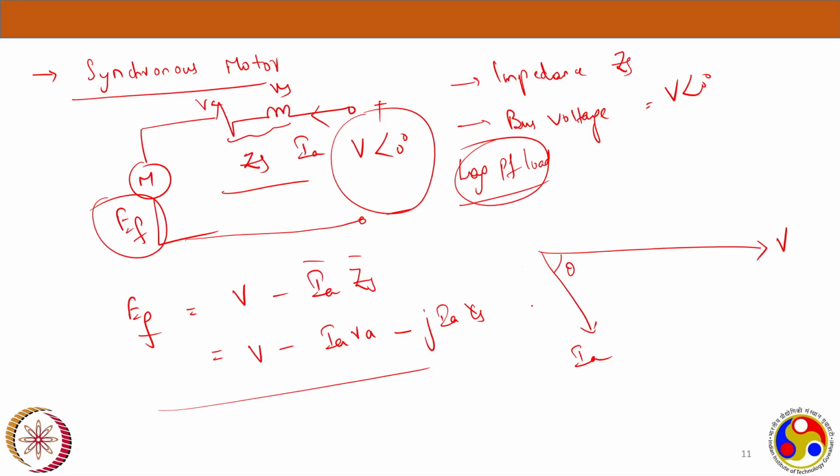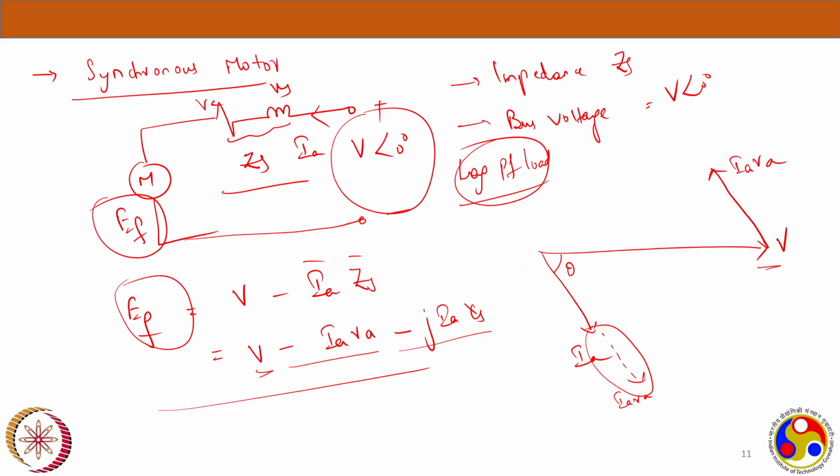Now, what is the equation? From V, you have to subtract the Ia Ra drop and again subtract the Ia Xs drop to get the excitation voltage. Now, Ia and the Ia Ra drop will be in the same phase because resistance has no phase difference. So if I am having this Ia and I am assuming this as the Ia Ra drop, I have to subtract this Ia Ra drop from V. So V is here, and minus Ia Ra, I am writing it in this direction.